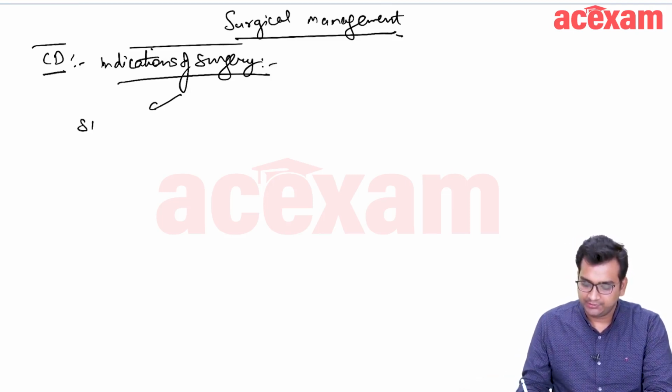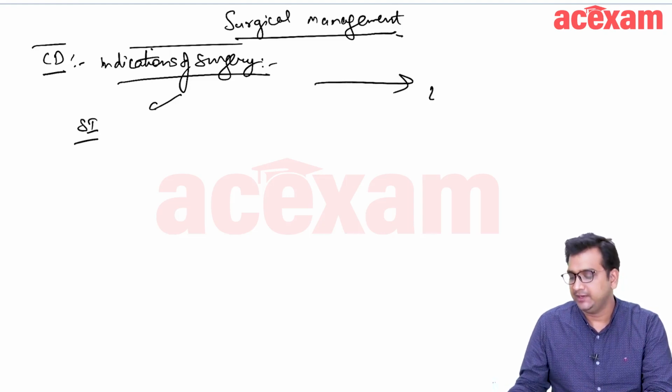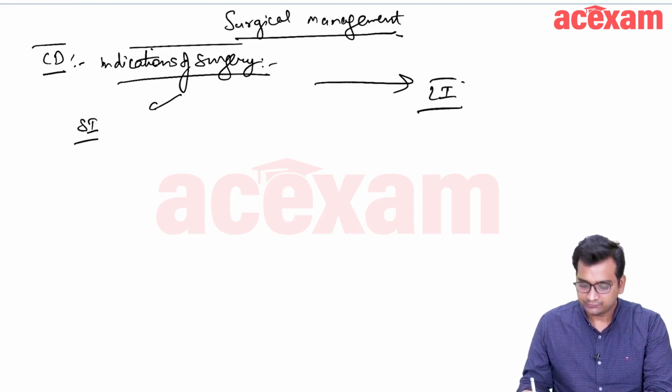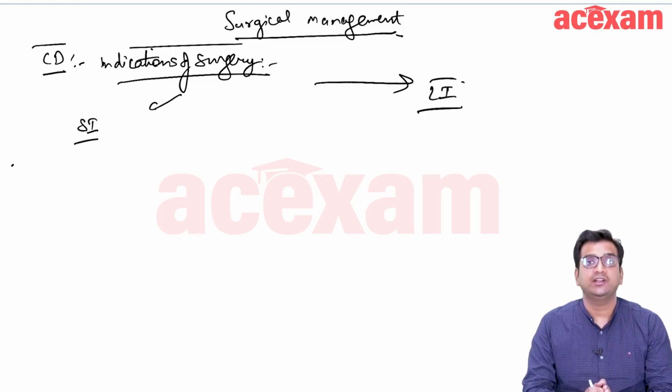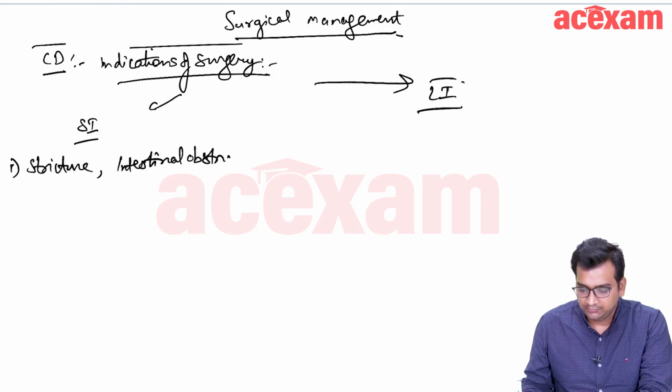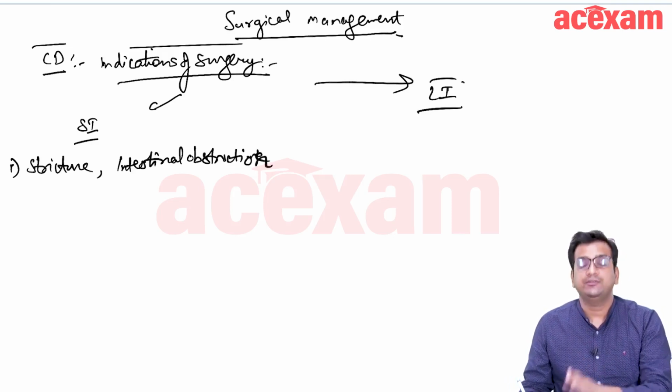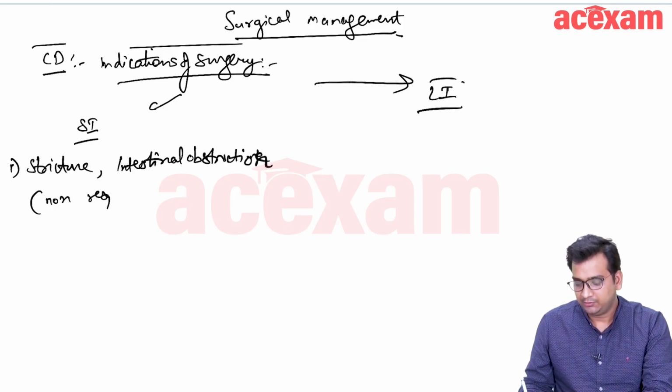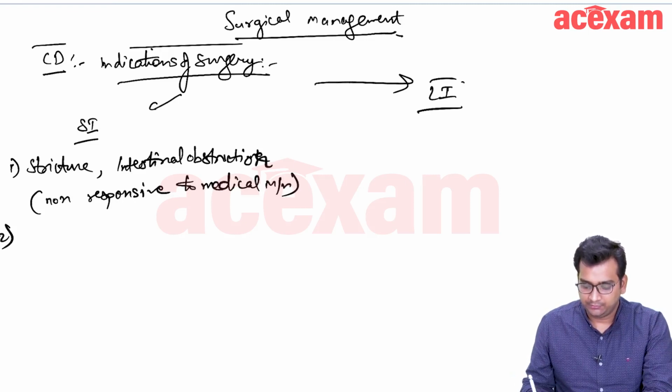As we all know, Crohn's disease involves both the small intestine and the large intestine. So if there is Crohn's disease of the small intestine, and there is development of stricture, intestinal obstruction which is not responsive to medical management, then we are going to perform surgery.